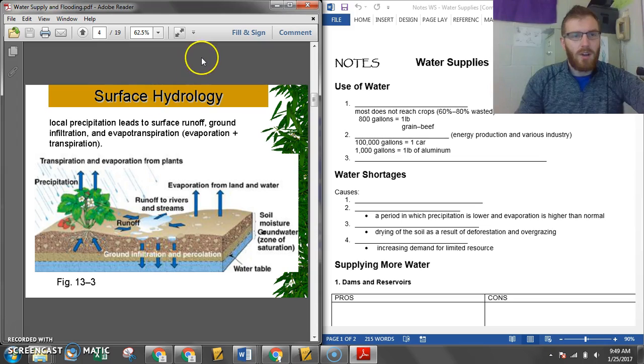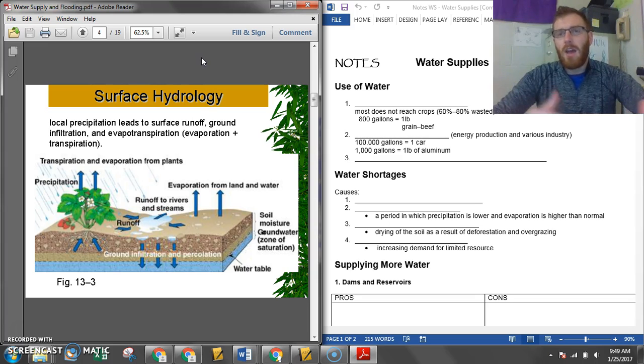All right, surface hydrology. Local precipitation leads to surface runoff, ground infiltration, and evapotranspiration, which is evaporation and transpiration at the same time. So the release of water by plants, as well as the drying of water on the Earth's surface. You can see that graphic down here.